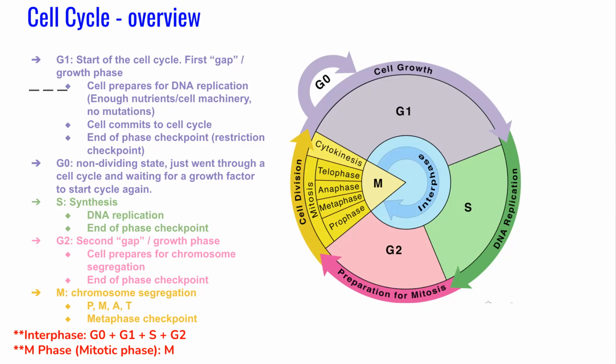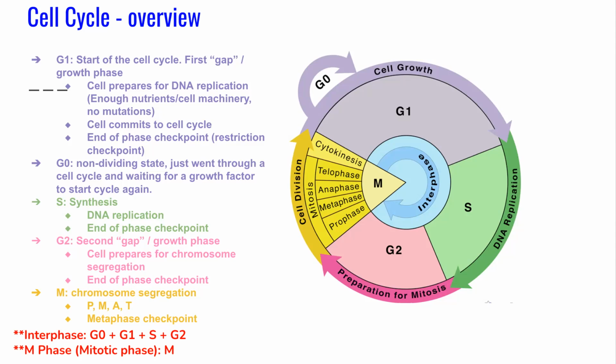S phase is synthesis phase or DNA replication. This also has an end of phase checkpoint. And then G2 is the second gap/growth phase, where the cell prepares for chromosome segregation, which will take place during the M phase. This also has an end of phase checkpoint. And then we have M phase, which follows G2, and consists of prophase, prometaphase, metaphase, anaphase, and telophase, which we'll go into more specifically later on. There's also a very important metaphase checkpoint.